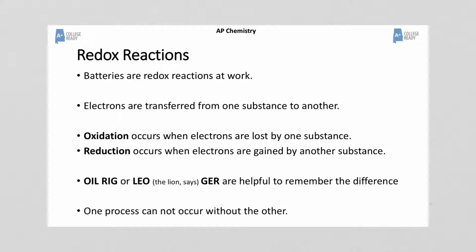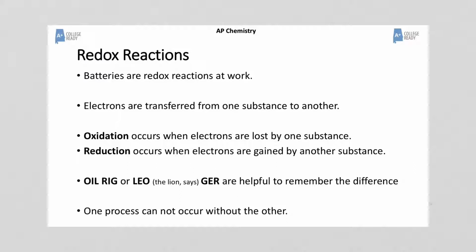OIL RIG is a great mnemonic device. OIL stands for oxidation involves loss, and RIG stands for reduction involves gain. And when we talk about loss and gain, we're talking about electrons. That's the important key to redox, that flow of electrons. I like to use LEO the lion says GER. Either one, great, helpful instruments. LEO stands for losing electrons is oxidation. GER, gaining electrons is reduction. So just helpful things to remember so you won't get them confused.